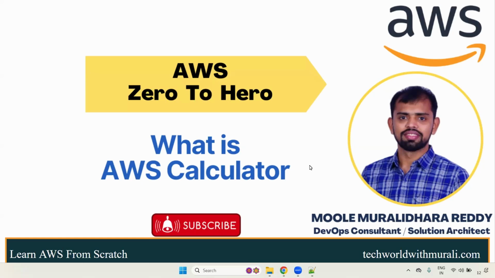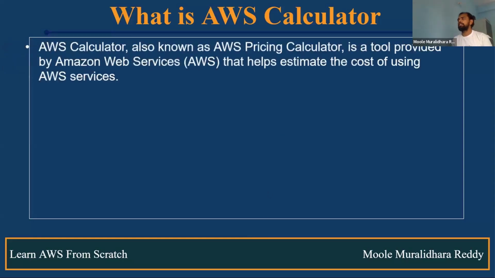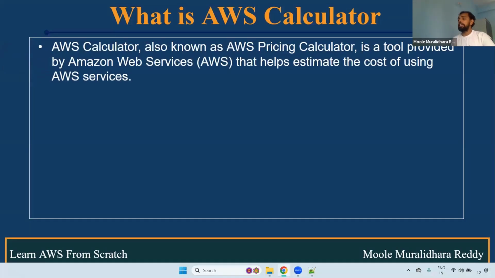Now we are going to discuss what is the AWS calculator, why we use the AWS calculator, and where exactly it is useful. First, what is the AWS calculator? Remember, guys, AWS calculator and AWS pricing calculator are both the same. This tool is provided by the AWS team. Using this AWS calculator, we can estimate the cost of using AWS resources.